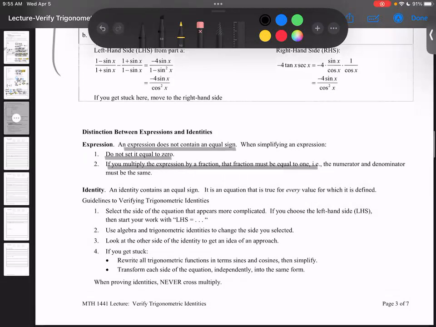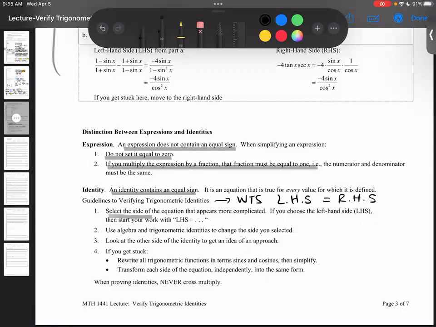Now, as for an identity, it contains an equal sign. How do I verify an identity? So an identity means one to show, WTS, is to show that the left-hand side equals the right-hand side. That's your goal. You're not solving either. All you do is try to prove them equal. How do I do that?